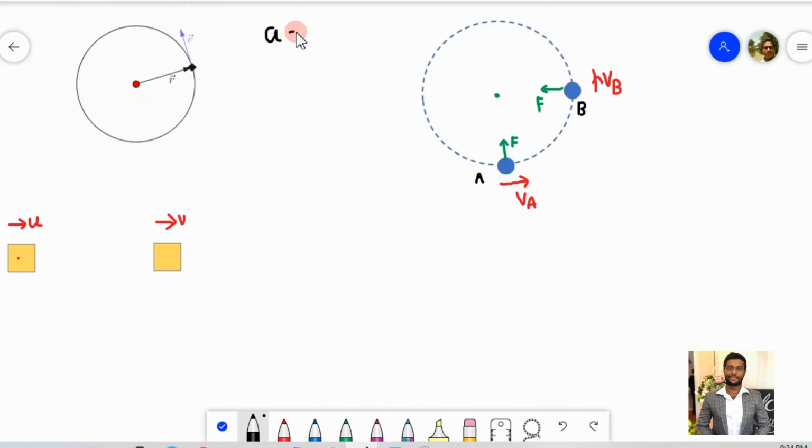Actually, we have two equations for centripetal acceleration. Those are a equals v squared over r and a equals r times omega squared. Here omega is the angular velocity, v is the tangential velocity and r is the radius of the circular path.